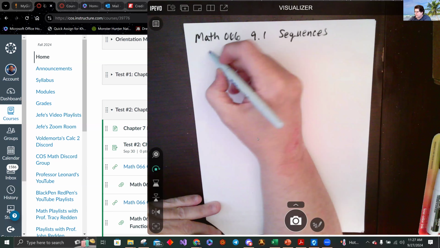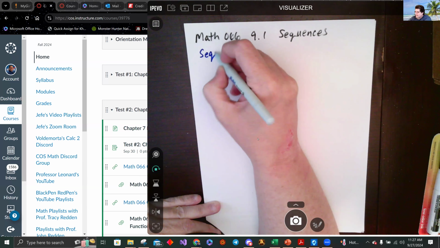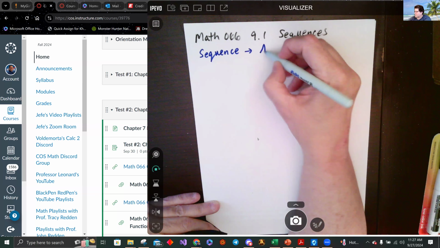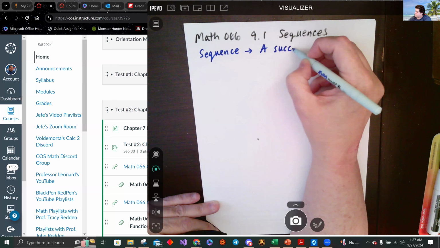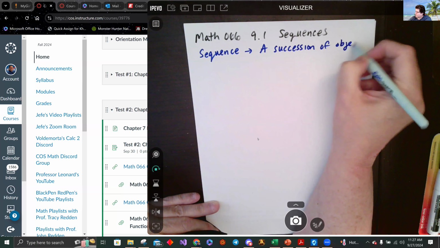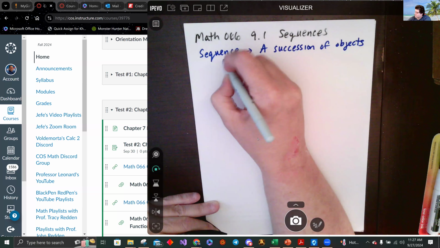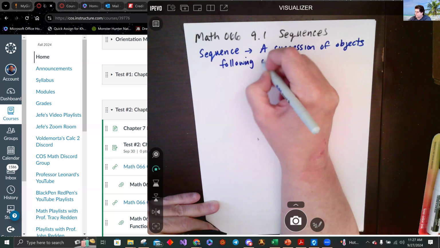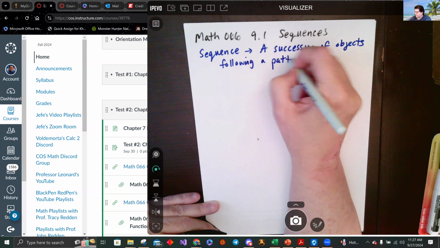So what's a sequence? A sequence is a succession of objects following a pattern.